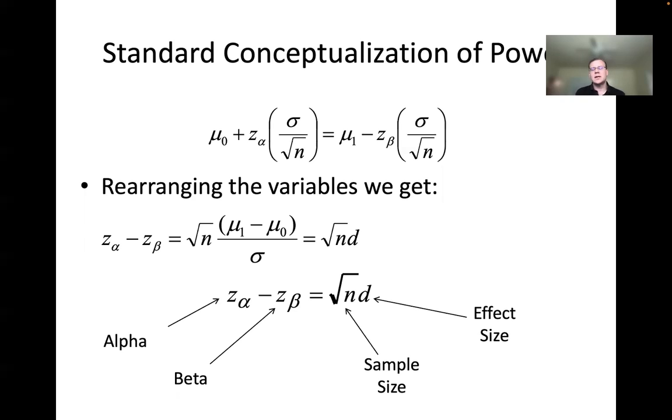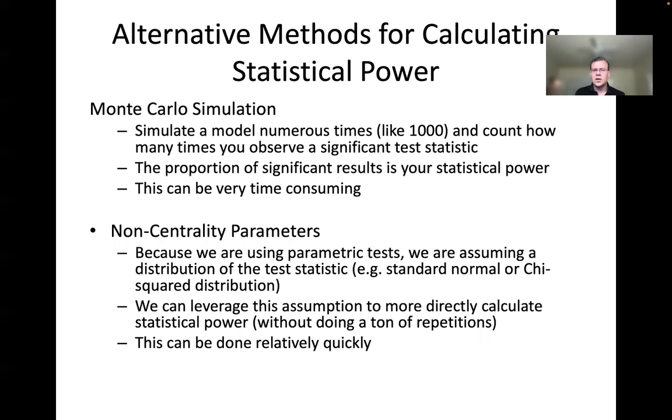Once we get into things like twin models, where we're looking at differences between distributions of correlations, things get a little bit more complicated. So instead of thinking about the standard power calculations, twin modeling tends to use two possible methods for calculating statistical power.